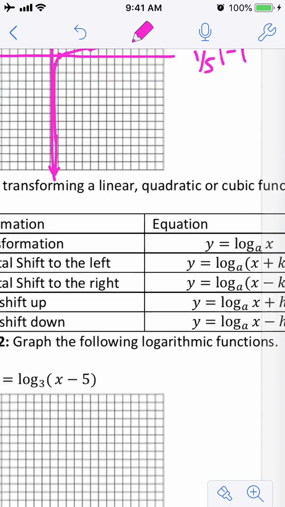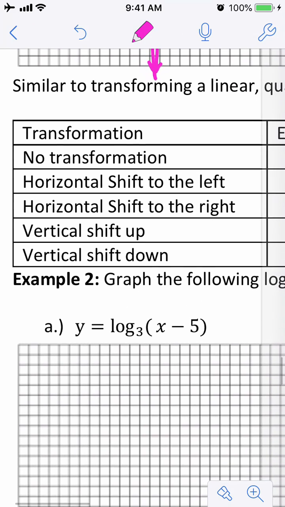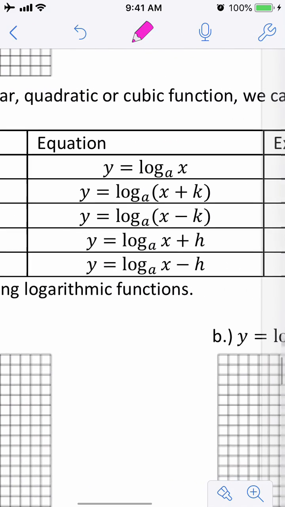But we can change that. We can definitely change that. Let's take a look down here. Some transformations. If it doesn't have a transformation, it's just called a parent function. That's what this is, right? But we can do all sorts of things. We're going to focus on 4 main ones.